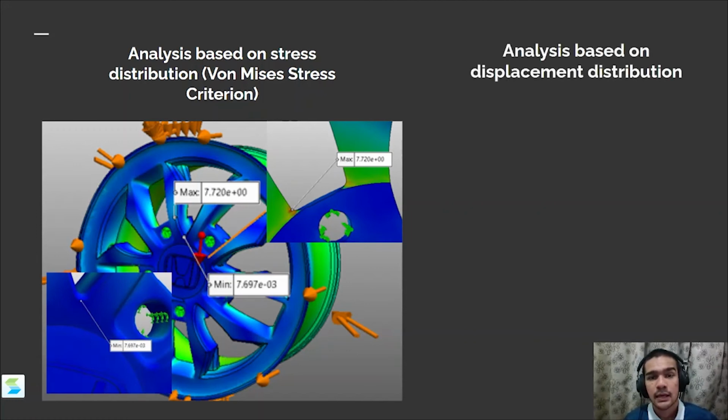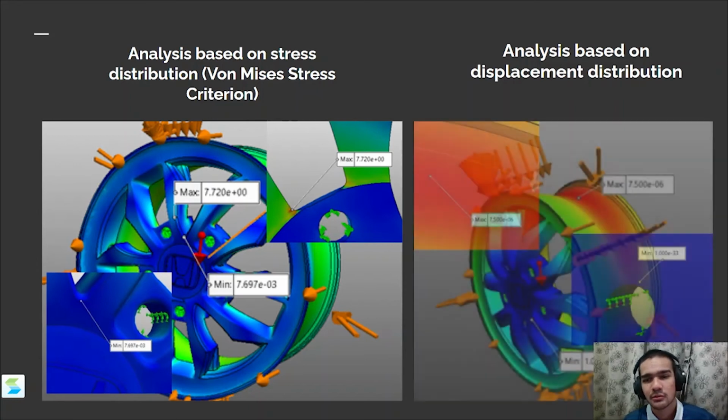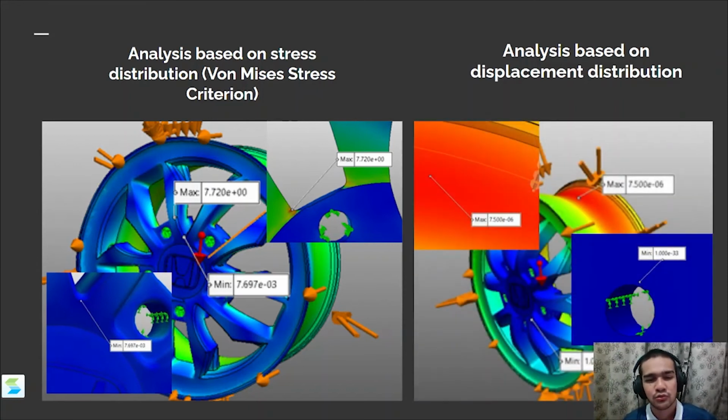As for the second analysis, displacement distribution, it is a different part of the rim compared to the last one. The maximum displacement is 7.5 exponent negative 6 meter, and the minimum you maybe cannot see clearly because the recorder is blocking the picture, but I will tell you the value. Minimum displacement is 1 exponent negative 33 meter.